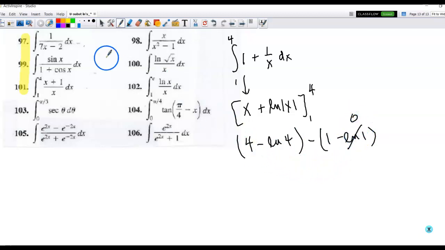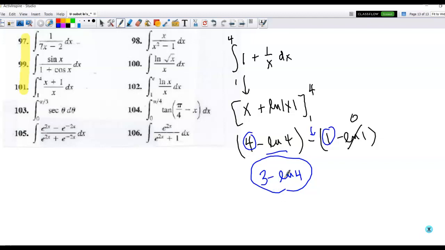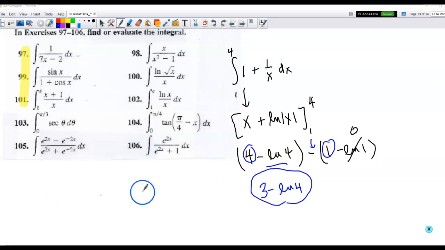So then I have, careful, 4 minus 1 is 3, and then minus ln of 4. That would be the net accumulated area under that curve from 1 to 4. And that's it for this set, so hope it helps you.